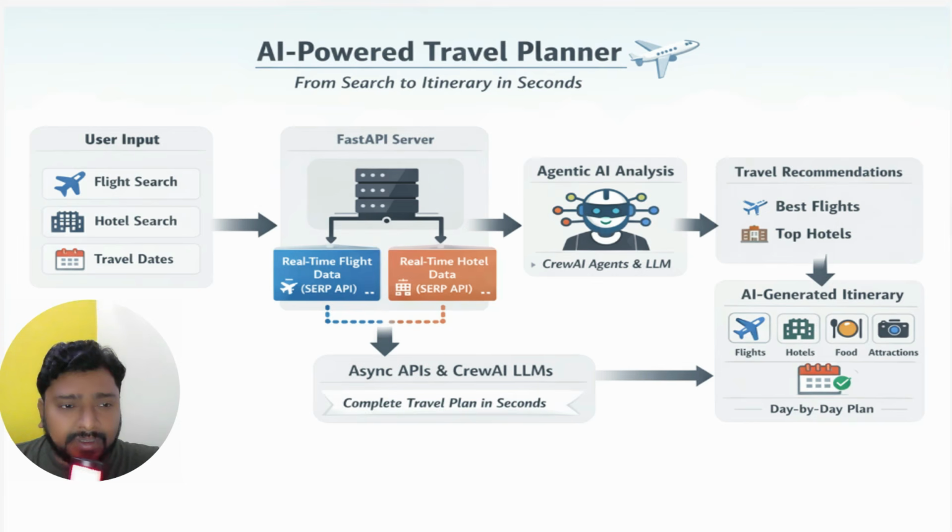Here is a clear step-by-step explanation of the flow shown in the diagram. AI-powered travel planner: from search to itinerary in seconds. On the left side, there is the user input from the Streamlit frontend. The flow starts with the user interface, where the user enters the flight search, hotel search, and travel details. For flight details, the user selects the origin and destination, and this input is collected through an interactive Streamlit UI.